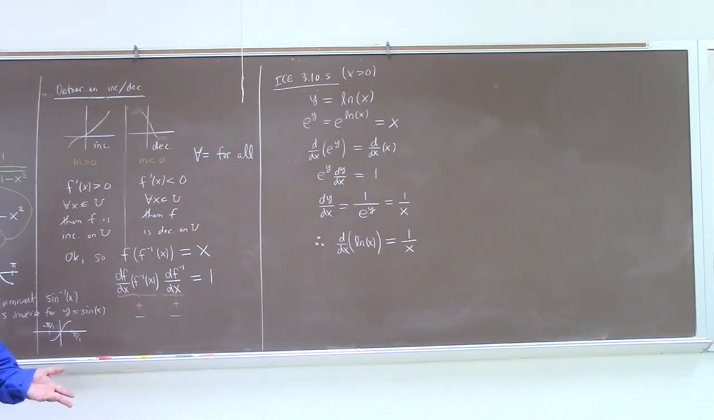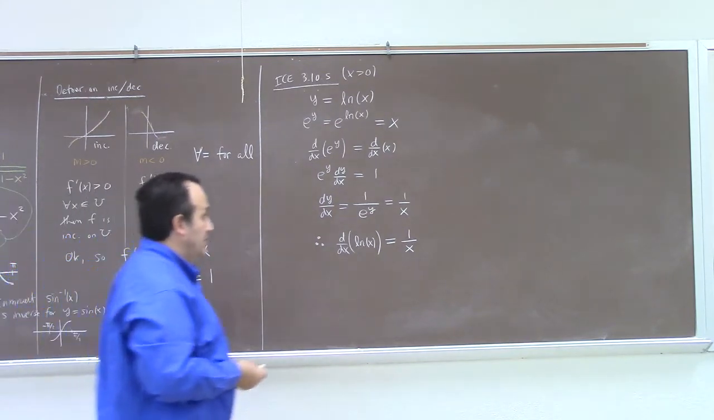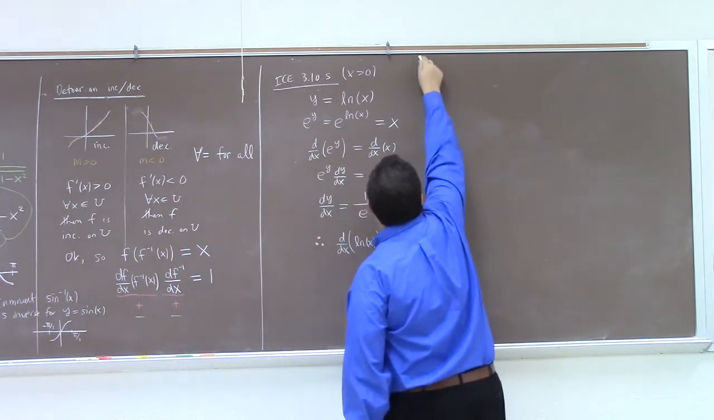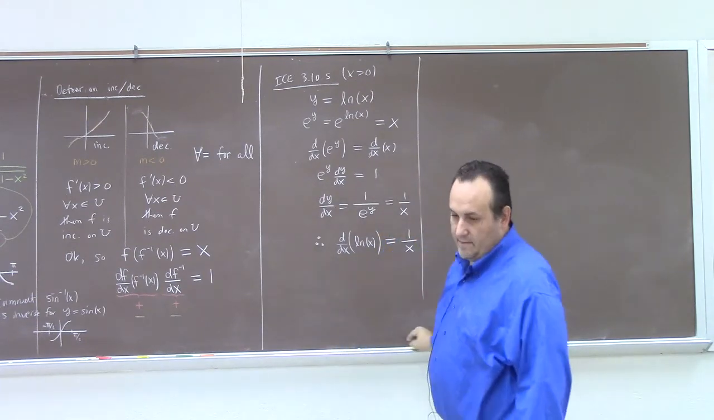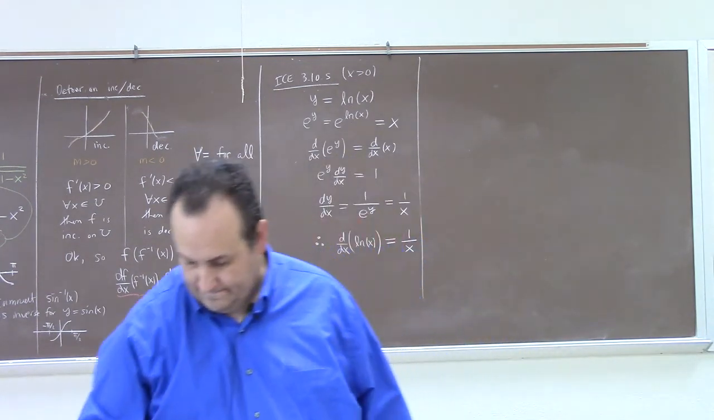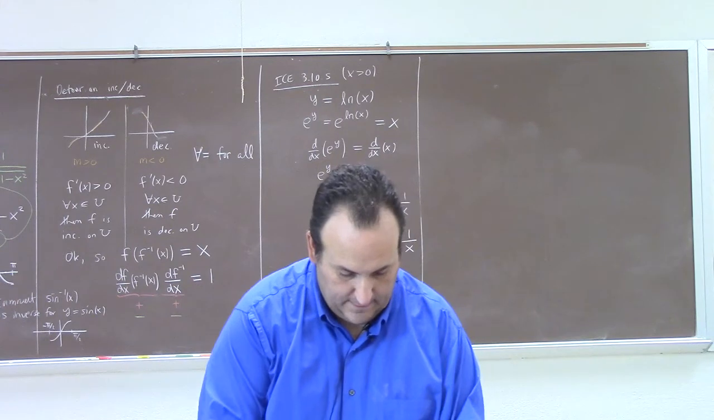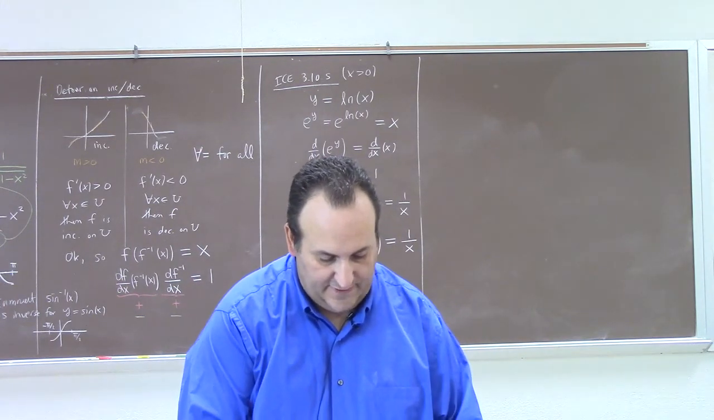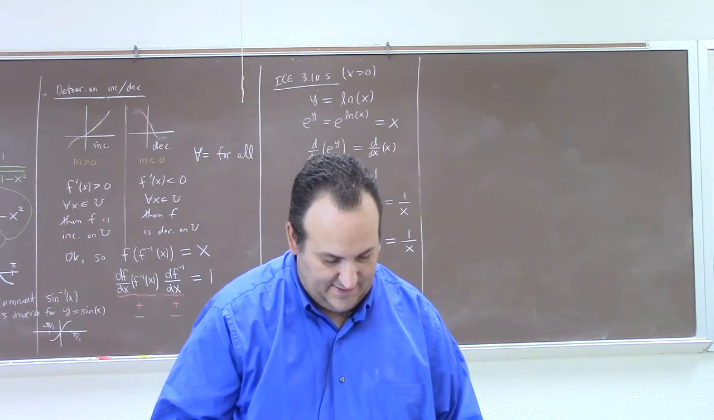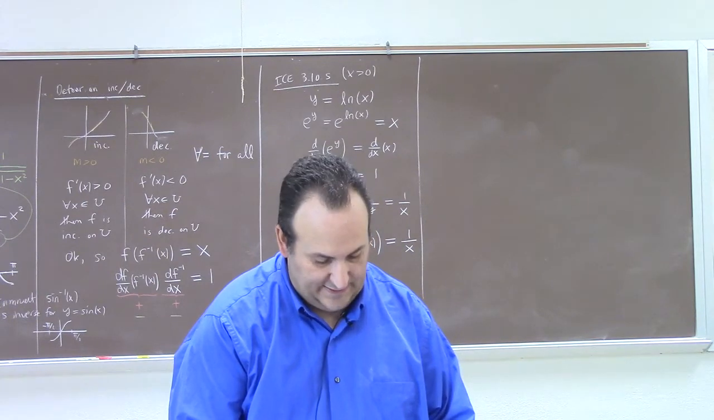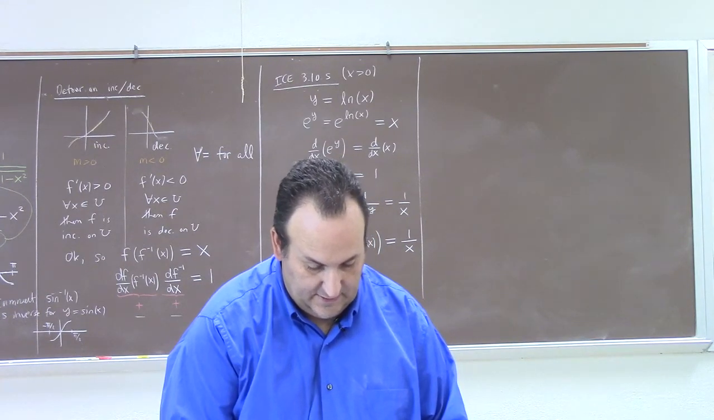Does that make sense? You see, we're doing the same kind of system of steps in every example here. In class example 3.10.6 is a homework problem. In class example 3.10.7, we did last class, it's inverse tangent.